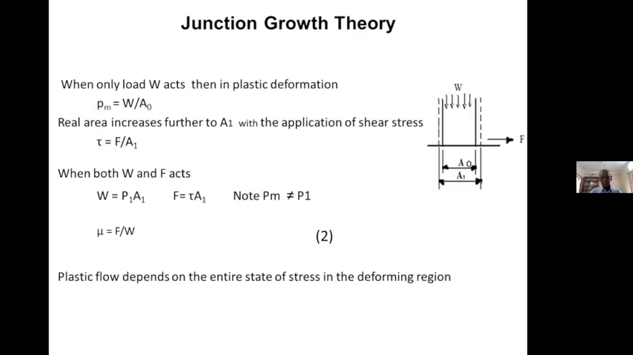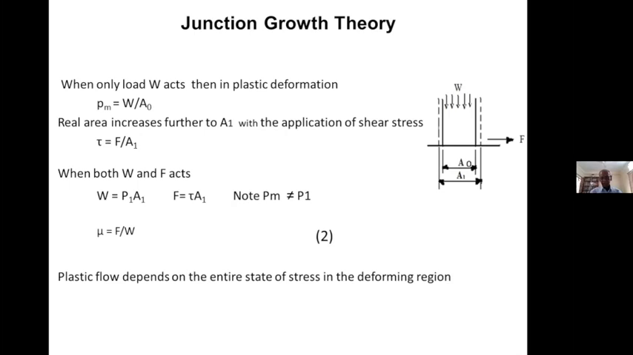placed against a flat surface with a force W and a tangential force F acting. So consider when only W, the normal force, is acting and there is a plastic deformation. Again, we can say that the hardness PM is equal to W by A naught. A naught is the area produced by load alone. Remember this.